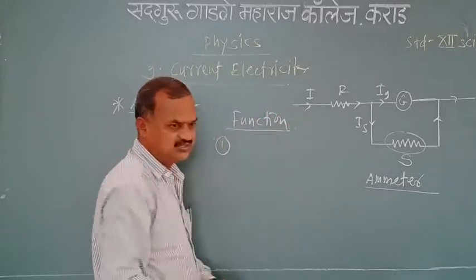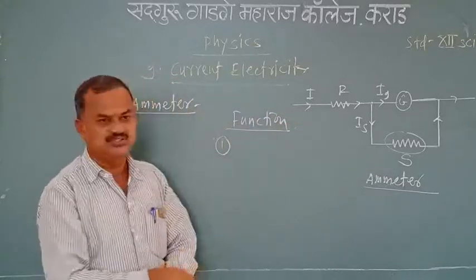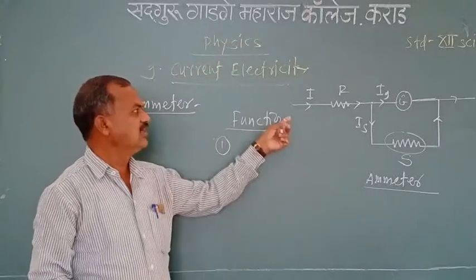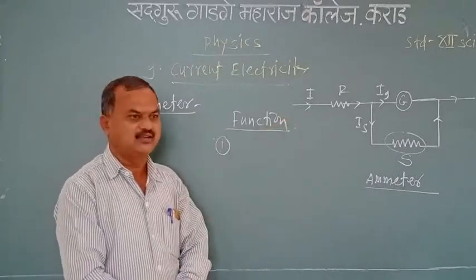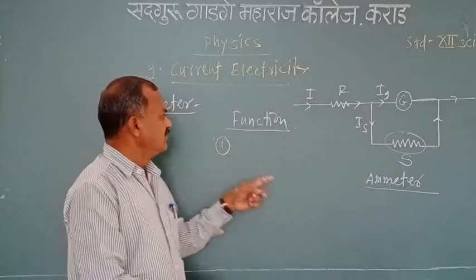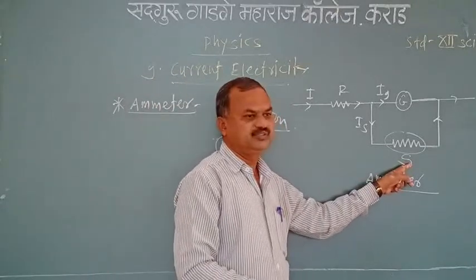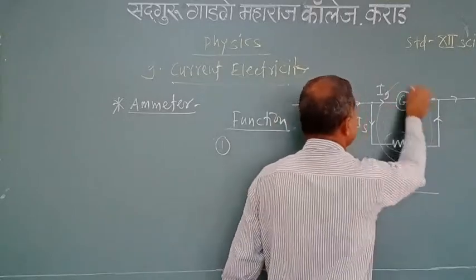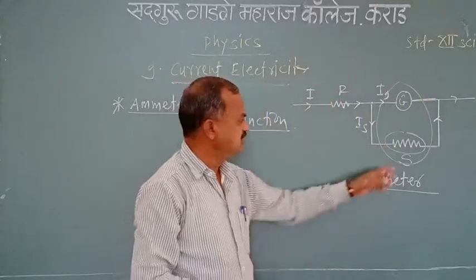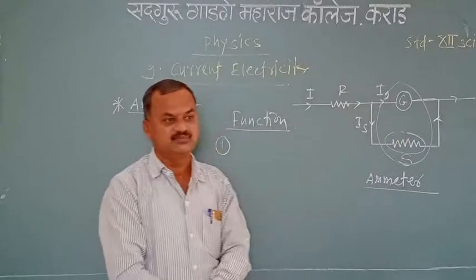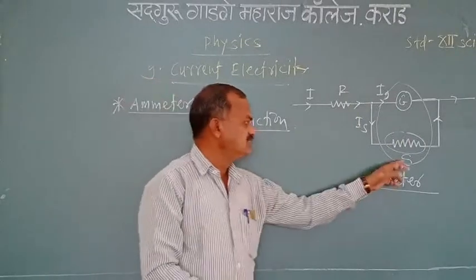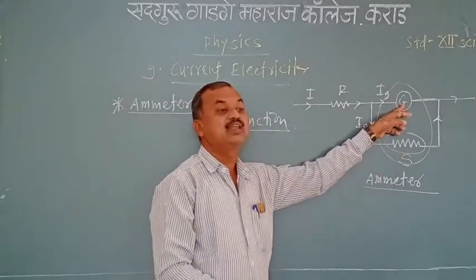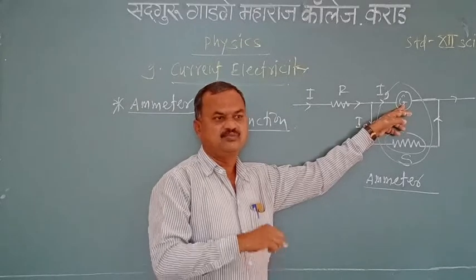First function of that shunt is to be connected across G in order to convert MCG into an ammeter. This is the first function. This shunt can decrease the effective resistance of that circuit, because this shunt S is connected in parallel with the coil of the galvanometer.